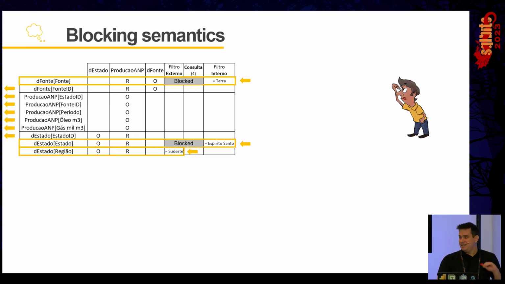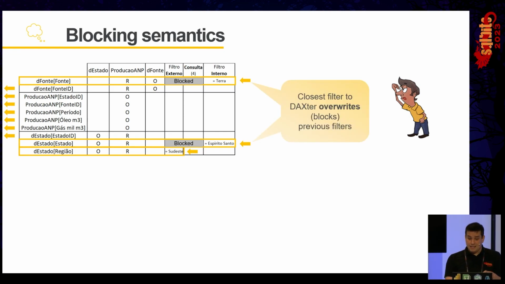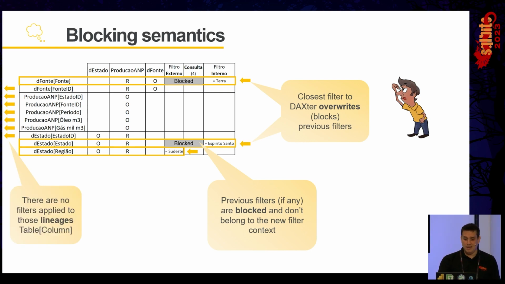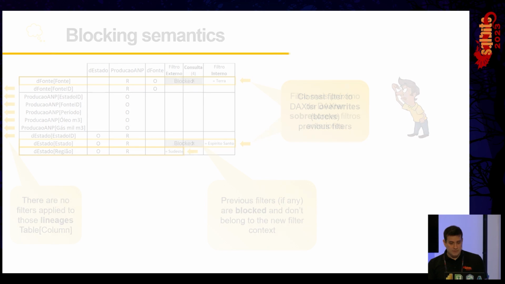This concept was introduced by Jeffrey in 2011 and says that whenever the filter is closest to the Daxer, it blocks everything behind it. So any previous filter gets blocked if there is something on top of it, okay? And if there are none, the arrow goes through, and you simply don't have any filter applied to that lineage, okay? So here, there are only 3 filters active.